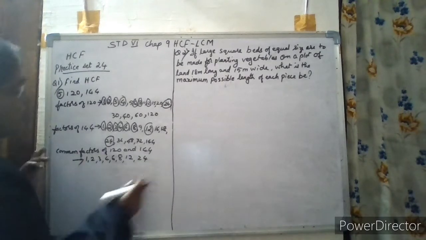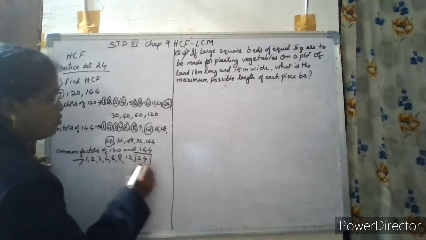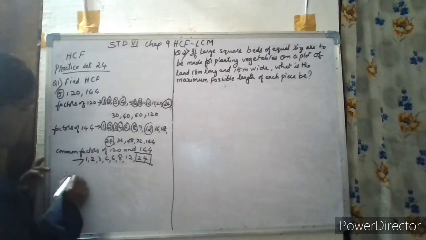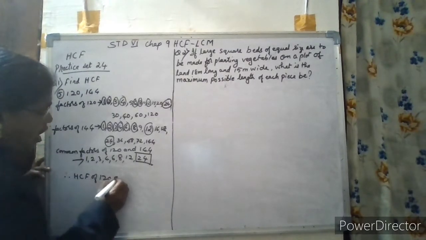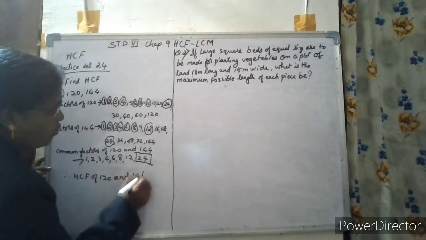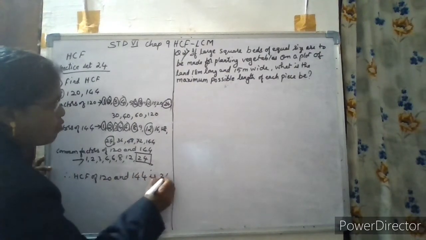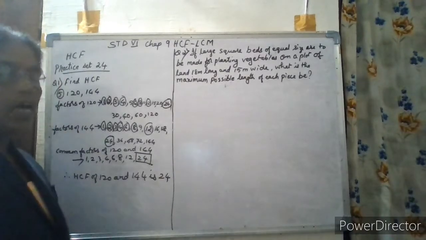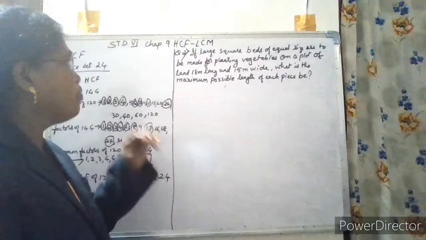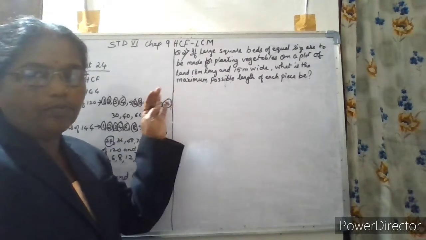Among the common factors, the biggest one is 24. Therefore, the HCF of 120 and 144 is 24. We got the HCF. In this way, we can find the HCF for bigger numbers. Now, next question.